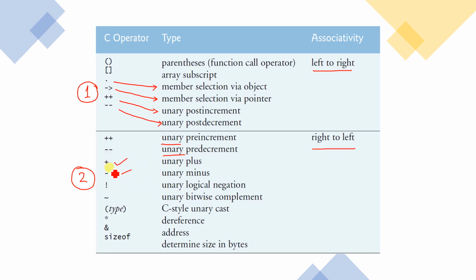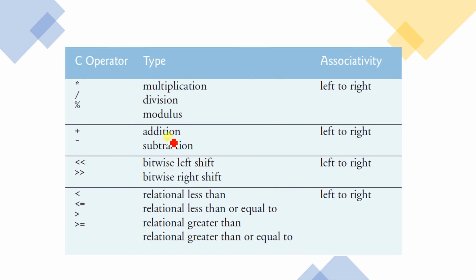Well, so this is actually unary plus and unary minus. Don't be confused with your binary plus and binary minus. So this is your unary logical negation operation. This is your unary bitwise complement. So I know you all know all these operators because we have discussed all these operators in the operator classes.